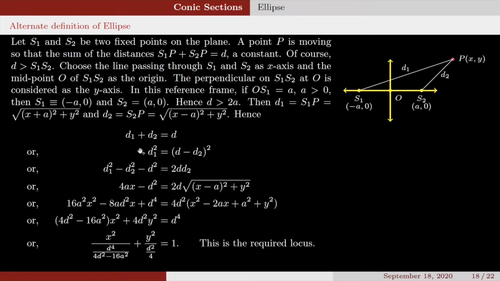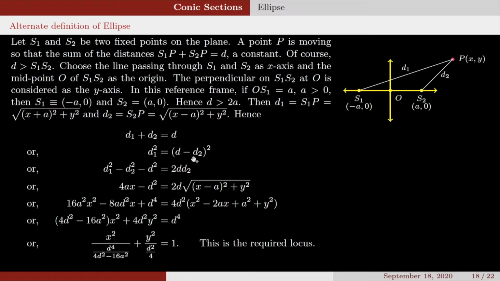So D1 squared is (D minus D2) whole squared. Remember that D1 and D2 come with a square root, so our idea is to reach D1 squared and D2 squared. With that idea in mind, we are doing this calculation. D1 plus D2 is equal to D, so D1 squared is (D minus D2) whole squared. I have taken D to this side, expanded this, and taken the square portions to this side.